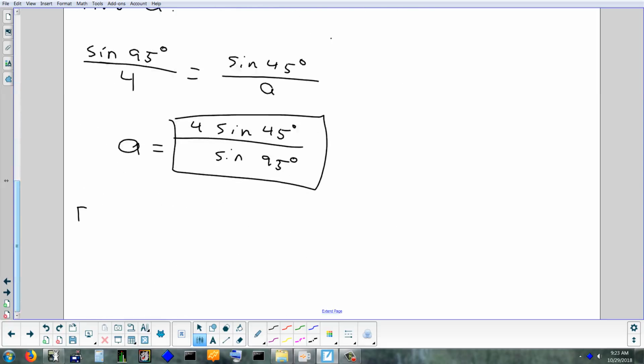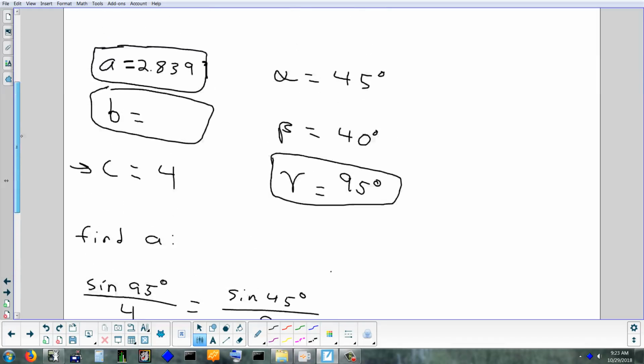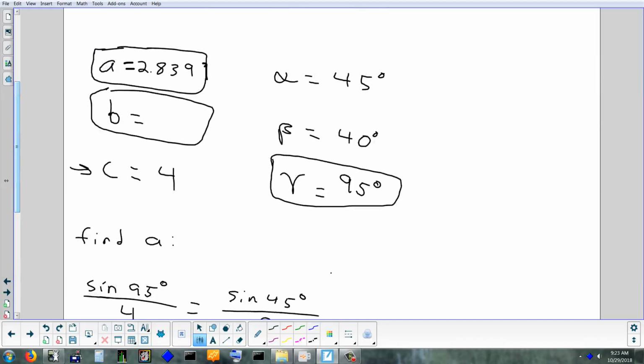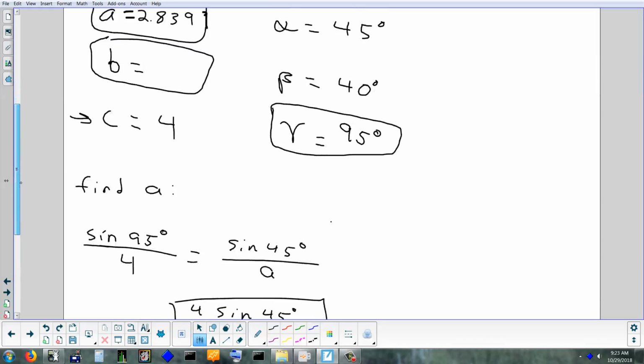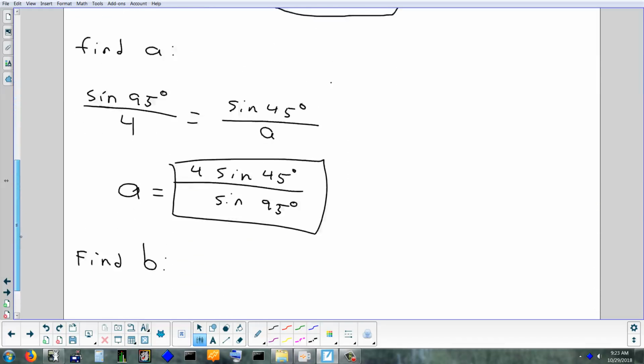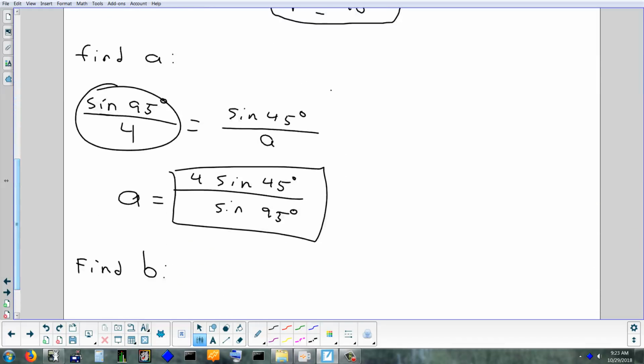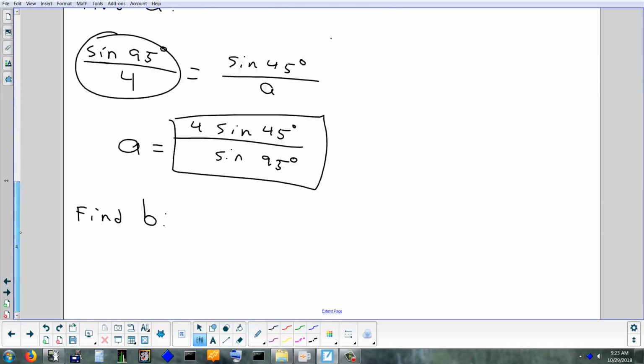So find B. Okay, I've got the same choice I had last time with this step. 2 rows that are full. Which row should I use to find B? C. Yep, we're going to use C. We've already mentioned Y. So stick with row C. Sine 95 over 4. Set it up just like we did before. You're just changing one number. That's all we're going to change.